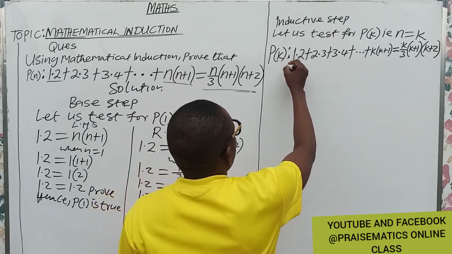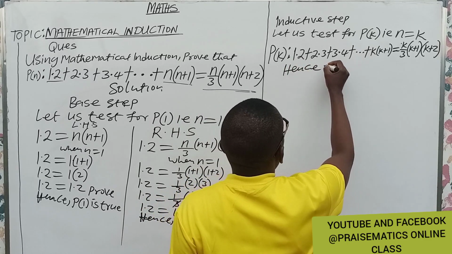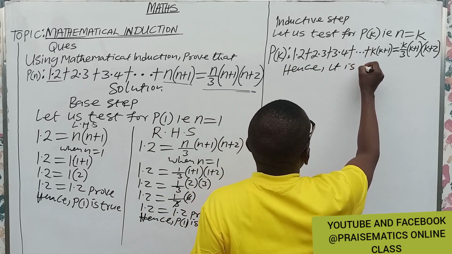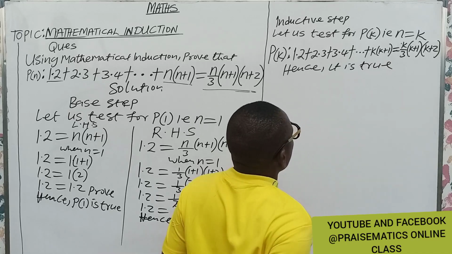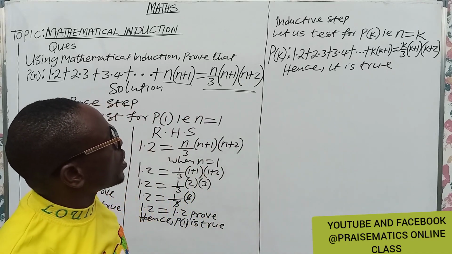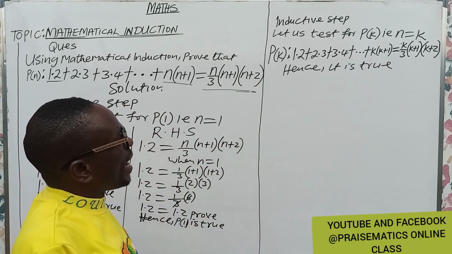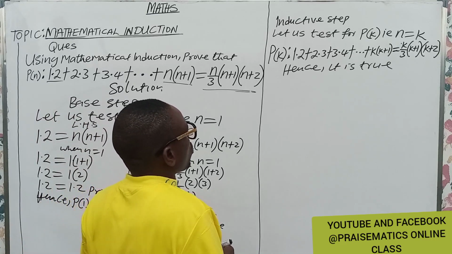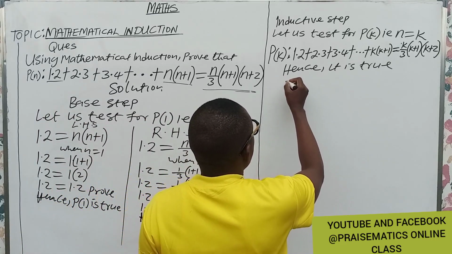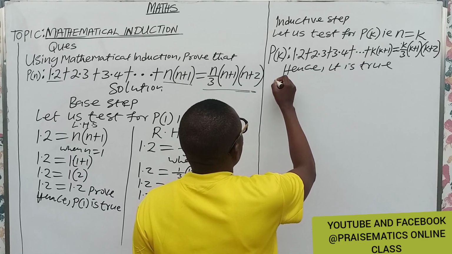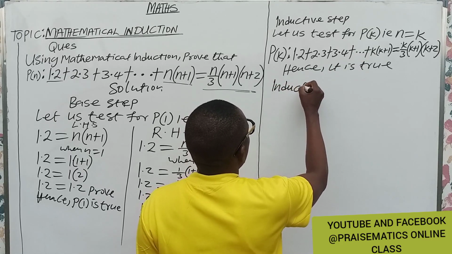Hence, you conclude it is true. The assumption is true. So it is true whenever n is equal to k.